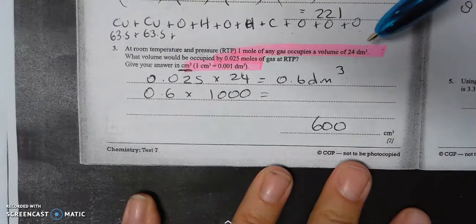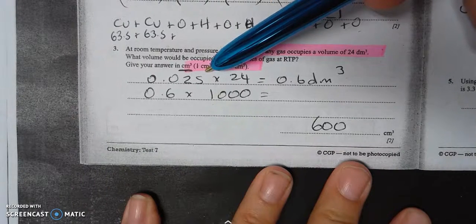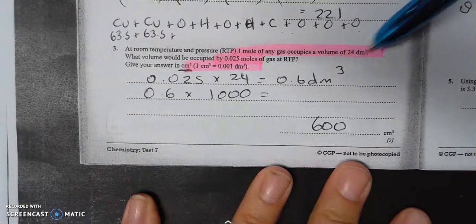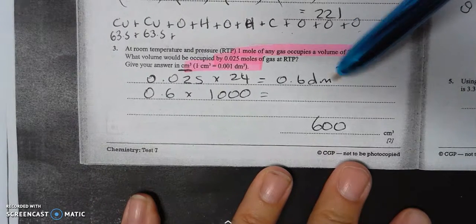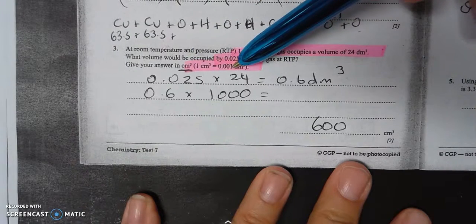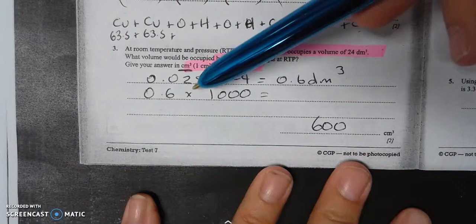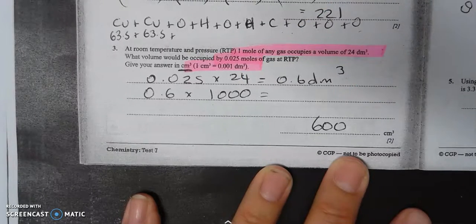So the first thing I'm doing is, okay, right, I'm looking at how many moles of gas I've got. I've got that times the 24 volume. So that's my answer, 0.6 decimetres cubed. However, they want my answer in centimetres. So in order to get it into centimetres, I need to multiply it by 1,000, and the answer is 600 centimetres cubed.